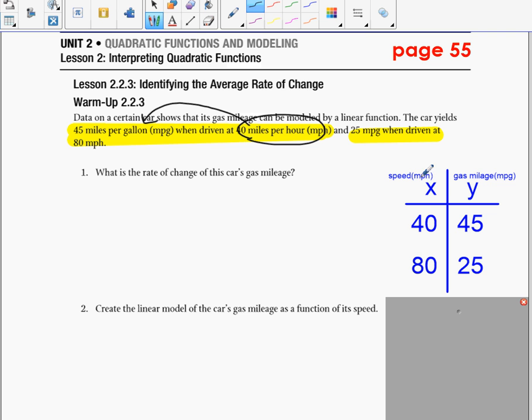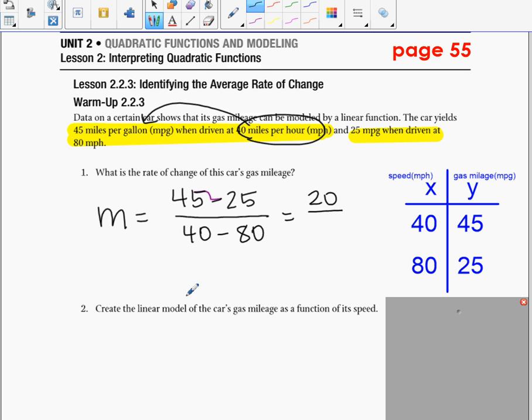So depending on how fast you're going, that's going to change the gas mileage that you're getting, how many miles per gallon you're earning. So to find our rate of change, it's going to be y2 minus y1 all over, and then since I started with 45 here, remember you have to start with a corresponding x, so 40 minus 80. So you end up with 45 minus 25, which is 20, all over 40 minus 80, which is a negative 40.